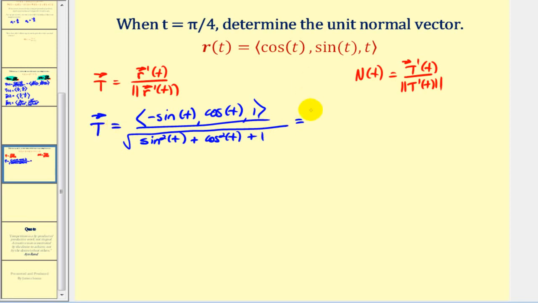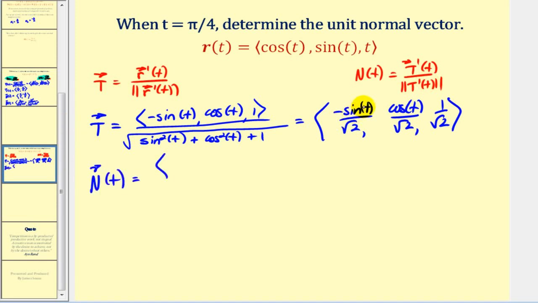So our unit tangent vector valued function would be negative sine t divided by the square root of 2, cosine t divided by the square root of 2, and 1 divided by the square root of 2. Now, since the unit tangent vector is going to have 3 components, we won't be able to take a shortcut on this one. So now we'll have to determine the derivative of this vector valued function and then divide by its magnitude. So let's go ahead and do it.